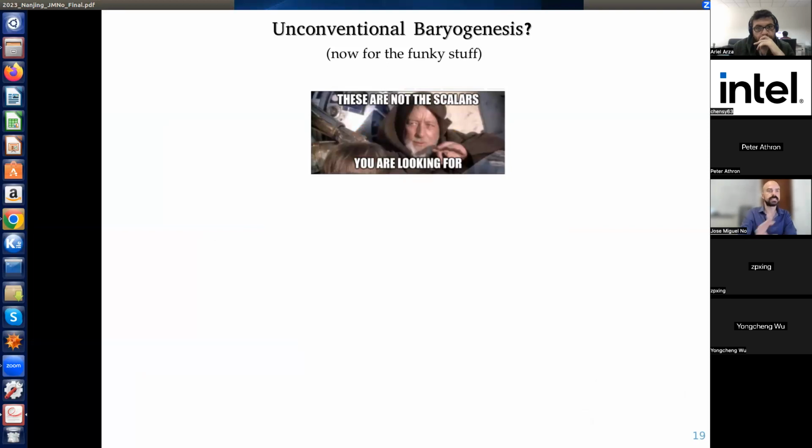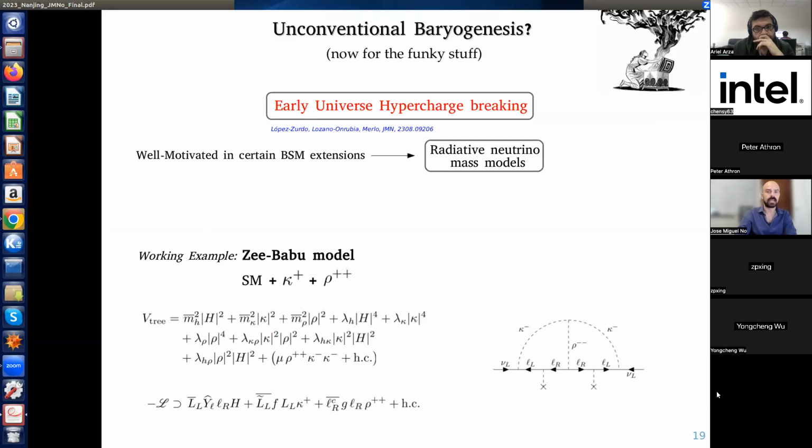So this is a bit of a funky thing. This is not the extended scalar sector that one is usually used to. What I'm going to be after now, if one takes this idea of breaking symmetries in the early universe and using those symmetry breakings for things seriously, one can go for funky things, and one of those is trying to break hypercharge in the early universe, and we'll see that this is quite interesting.